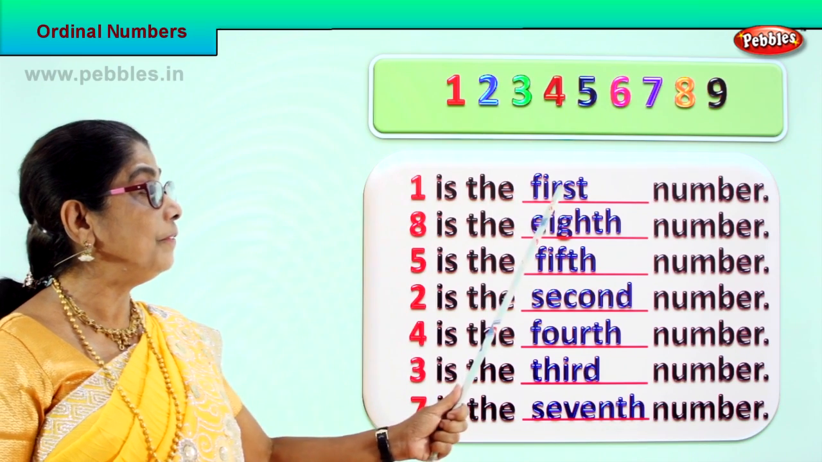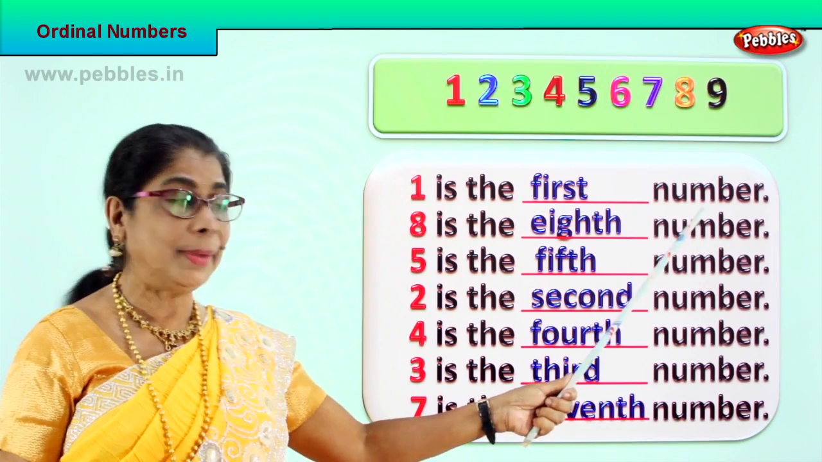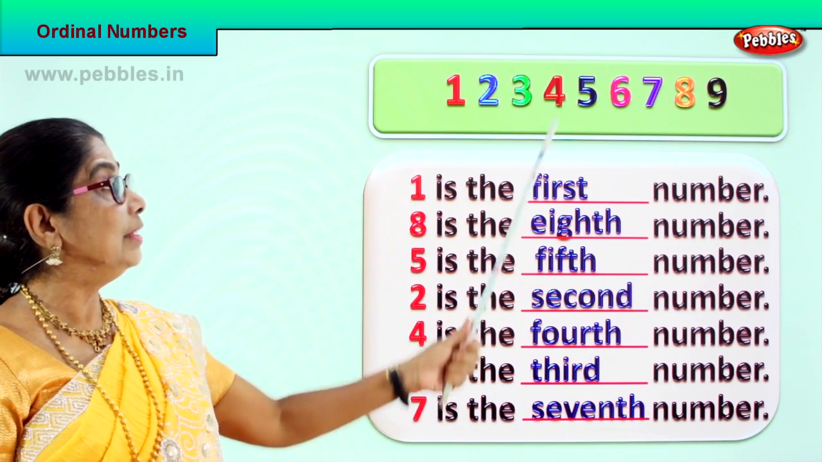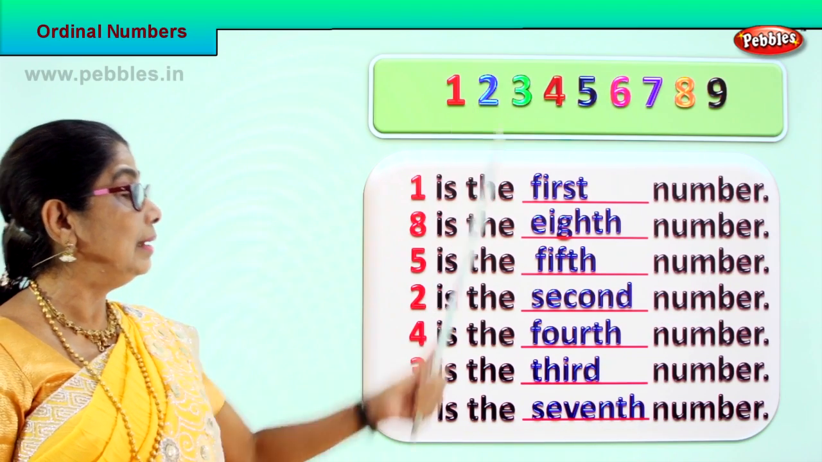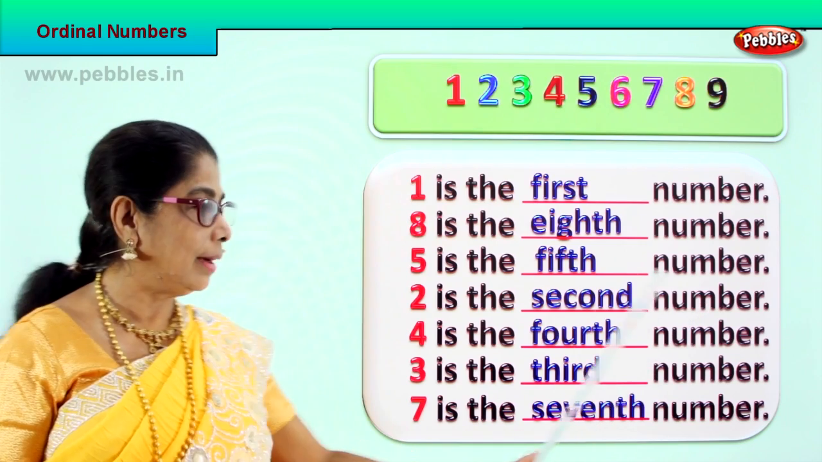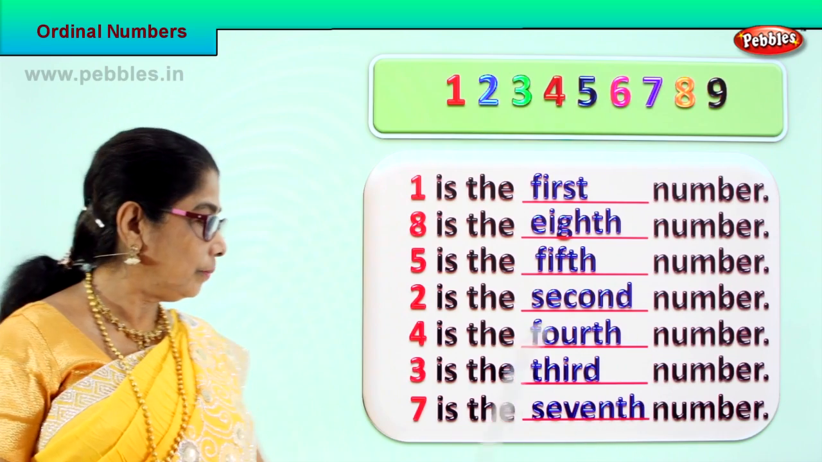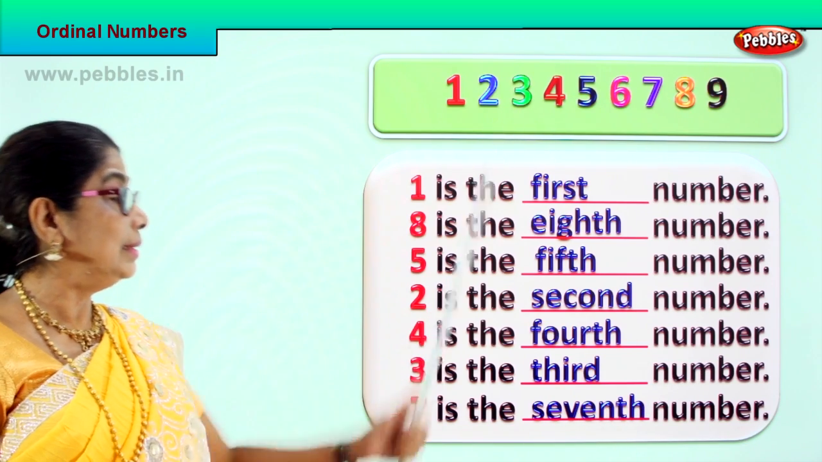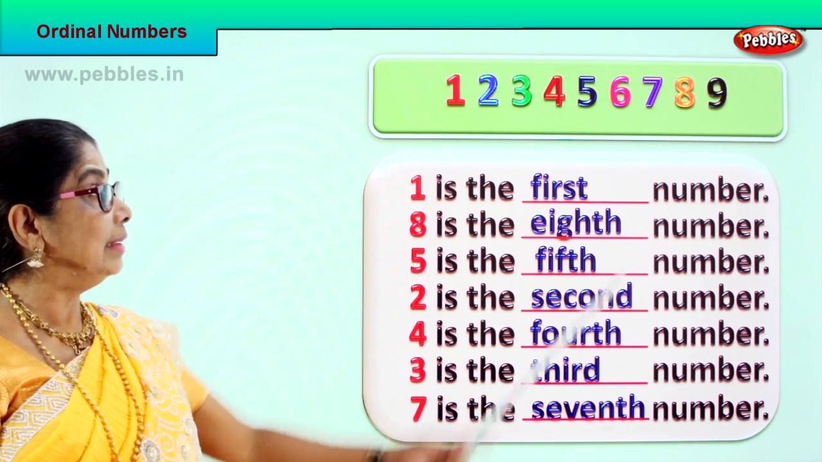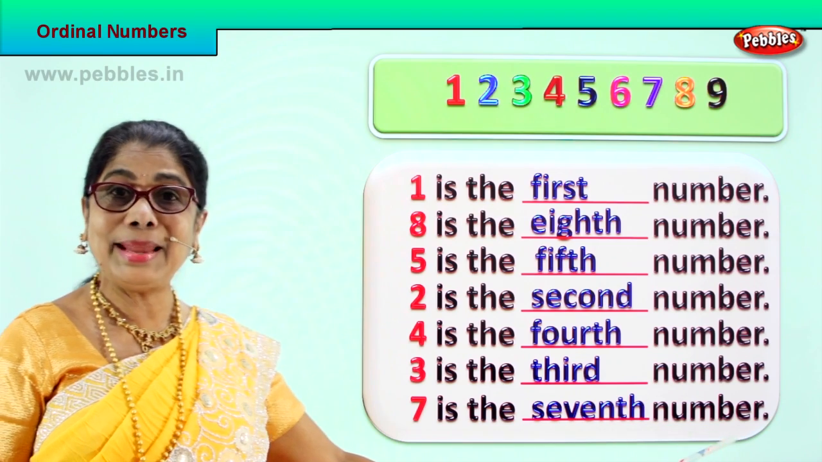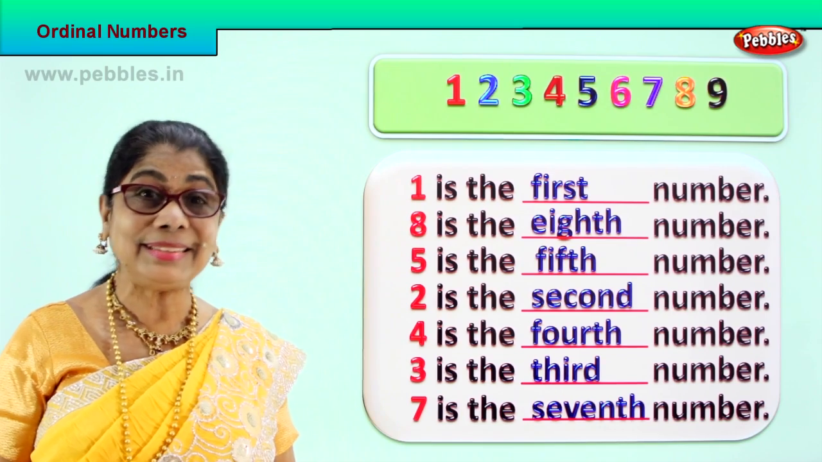Let's read the position of each of these numbers. Number 1 is the first number. Number 8 is the eighth number. 5 is the fifth number. 2 is the second number. 4 is the fourth number. 3 is the third number. And 7 is the seventh number. Did you learn the ordinal position of numbers? Good.